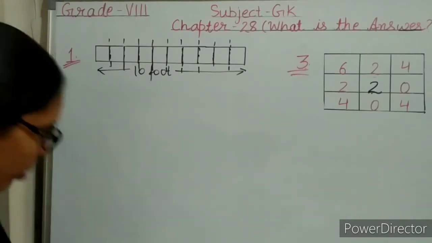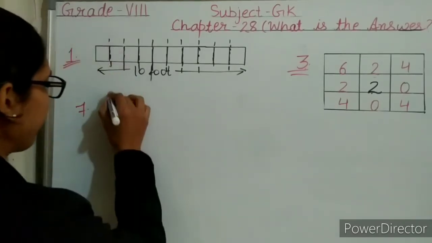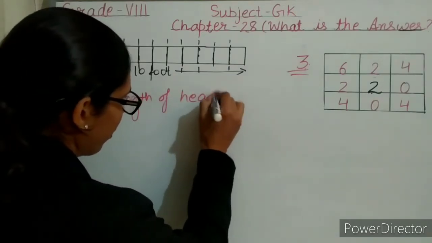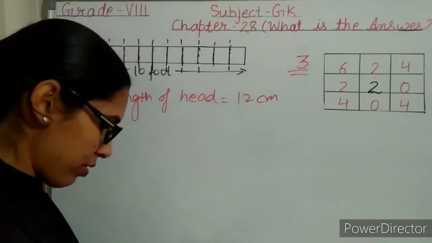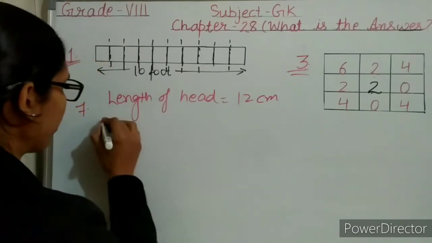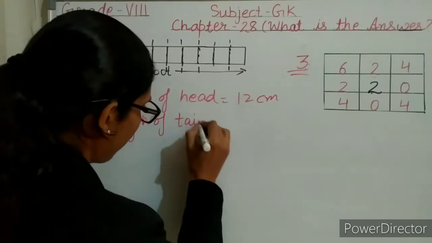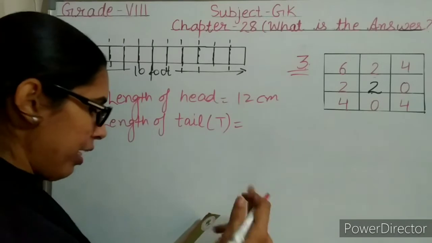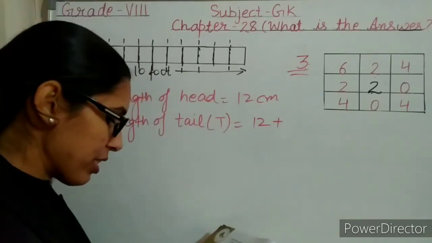Now this is the 7th question. So what they are saying, bird has a head. So the length of the head will be 12 centimeters. The tail is equal to the size of the head. If we talk about the length of tail, let's represent it by T. It is head. What is the length of head? It is 12 plus size of the body.